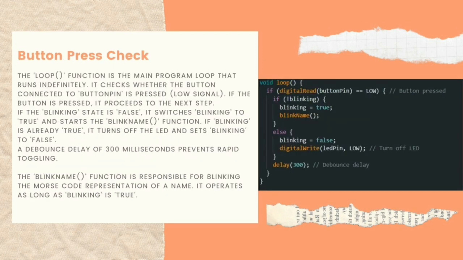Button press check. The loop function is the main program loop that runs indefinitely. It checks whether the button connected to the button pin is pressed. If the button is pressed, it proceeds to the next step. If the blinking state is false, it switches blinking to true and starts the blink name function. If blinking is already true, it turns off the LED and sets blinking to false. A debounce delay of 300 milliseconds prevents rapid toggling. The blink name function is responsible for blinking the Morse code representation of a name. It operates as long as blinking is true.